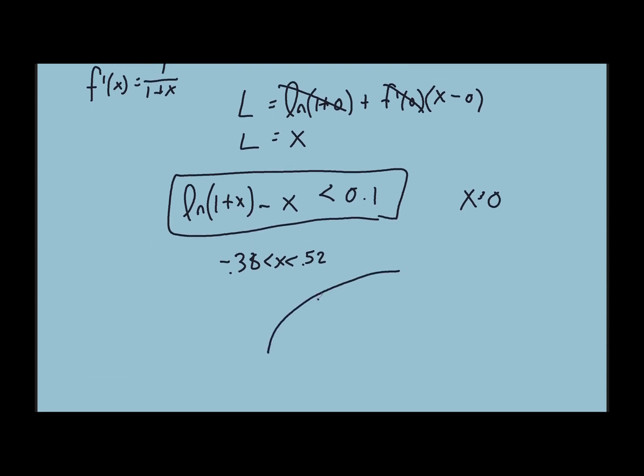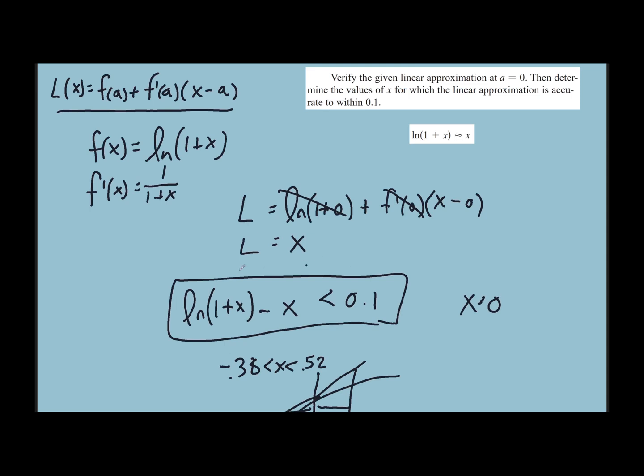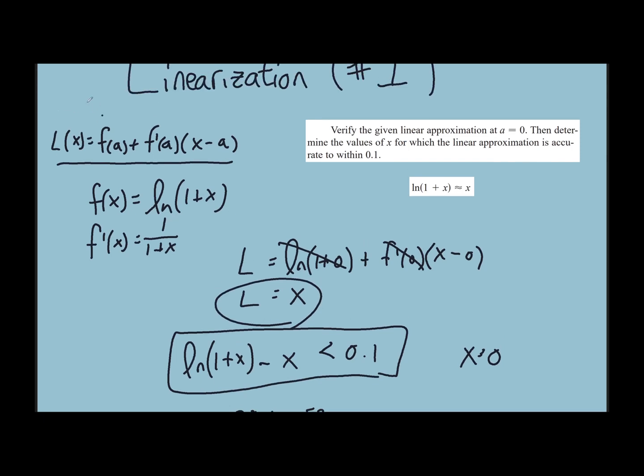So it was something like x equals 0.52 here, and x equals negative 0.38 here. So where x was 0, this distance was not the same. And I just want to highlight that with problem number 1 as we actually worked out the linearization and the approximation for it here.